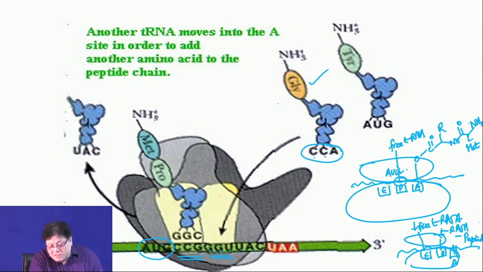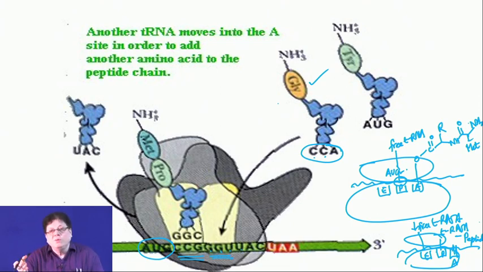Then this also moves one frame, one codon, to the right. Crossing one codon, there will be a tRNA which will be free every time. That will come to the exit site and go away. So, in this way the protein synthesis takes place.